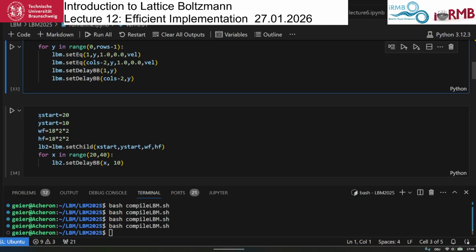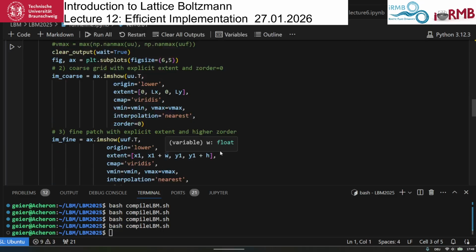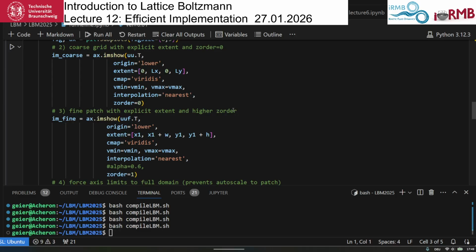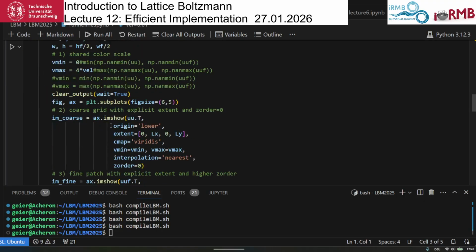So then I put at position X 20 and 10, with a width and a height of 18 times whatever way I did this, I set my child as LBM2, LBM set child at the starting position with the size of the thing. And then again, I put delay bounce back in between, so that we have an object. And then here we have what ChatGPT generated as some overlay. Unfortunately, for whatever reason, it decided to use the transpose of this. So now X and Y are exchanged, and I was too lazy to change it back, because then all these parameters here would be different.